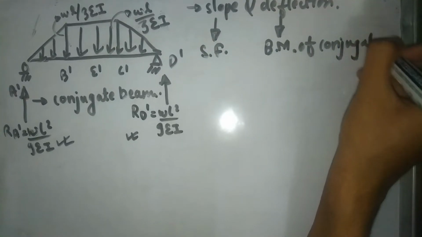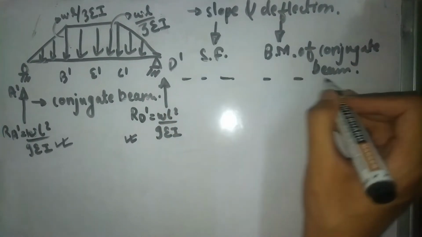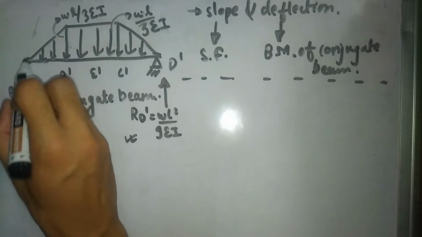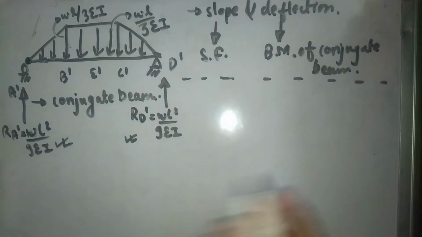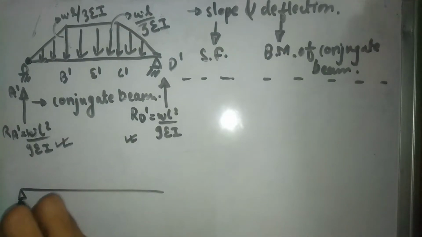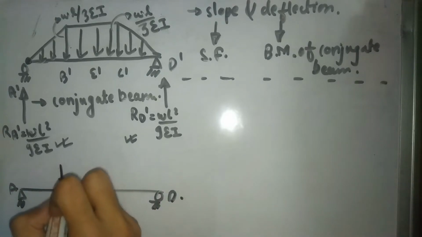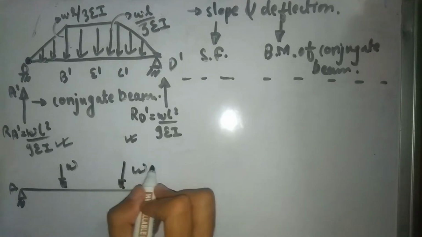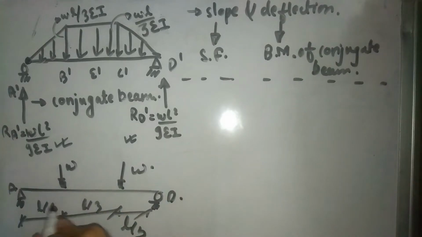So let me explain this of conjugate beam. So let's say if I have to find my slope at point A of the real beam. So let me just quickly draw my real beam as well. So this was my real beam. A, B, we had W over here, and we had W over here, and we had L by 3, and L by 3. So this is our real beam, and we had our points B, C, and E over here.